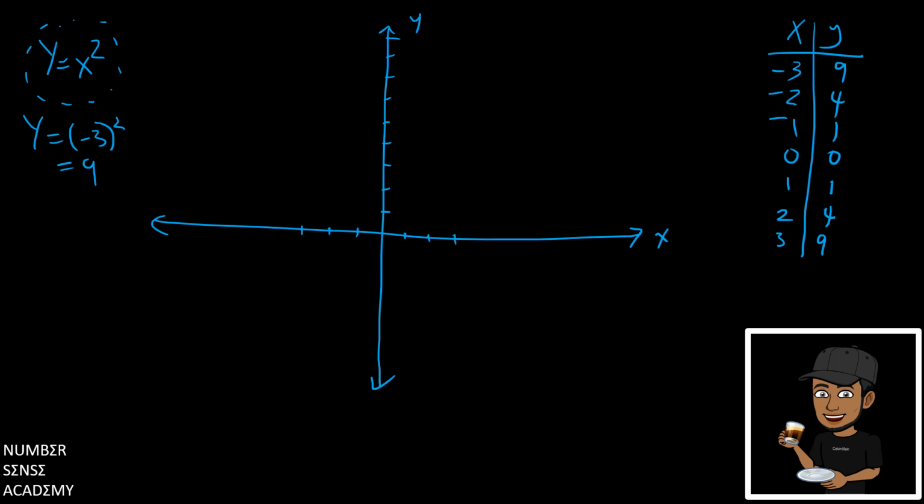Then I could graph these. So this is 1, 2, 3, -1, -2, -3. And then my first point is at (0, 0). I have a point at (1, 1) and (-1, 1). I have a point at (2, 4) and (-2, 4). I have a point at (3, 9) and (-3, 9). And even though it's a terrible graph, this is my equation, y equals x squared.